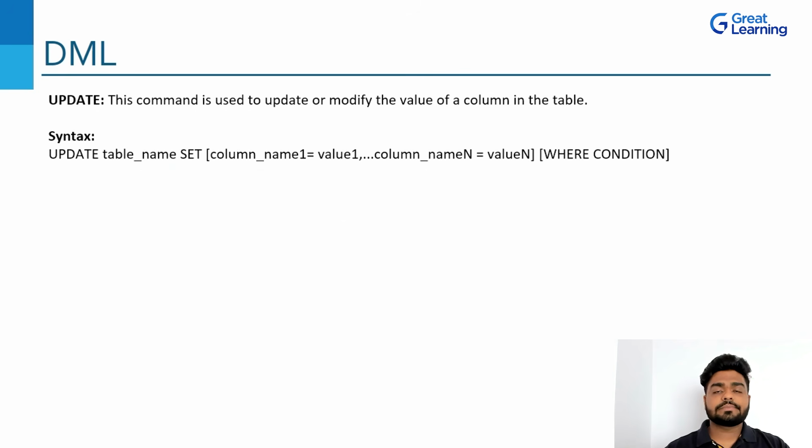Okay, the next one. This command is used to update or modify the value of a column in the table. So once you want to update or modify the value of a column, then we use update. How do we do it? Update table name set column name equal to value 1, column name equal to value, whatever columns you want to change. If you have any condition, you can put the where condition as well.